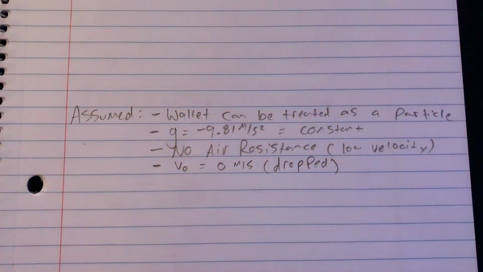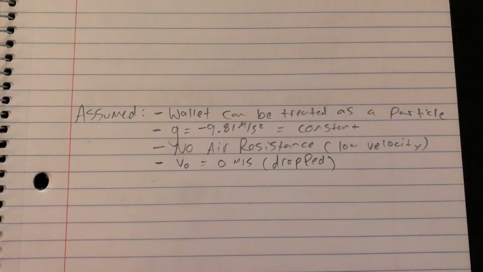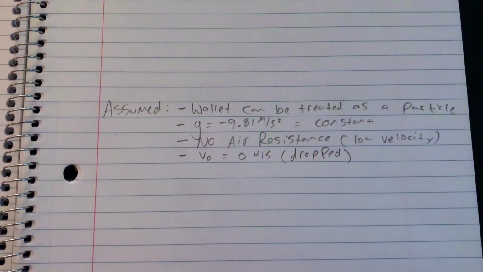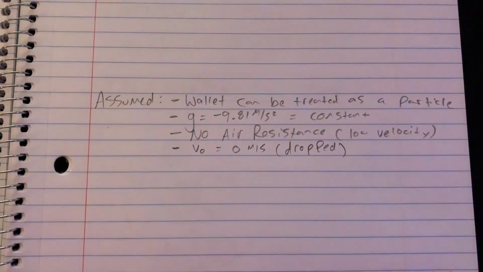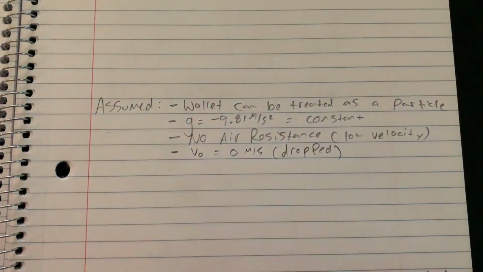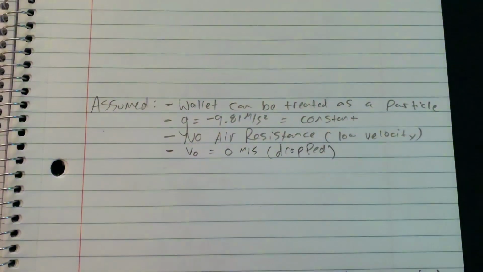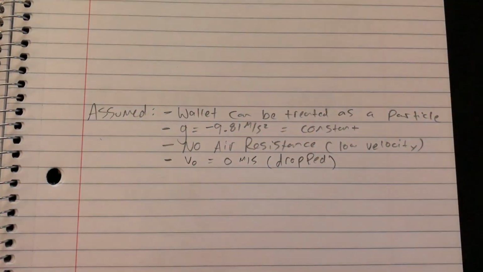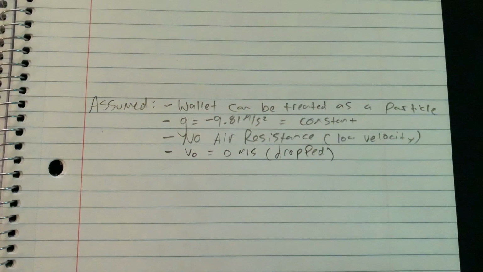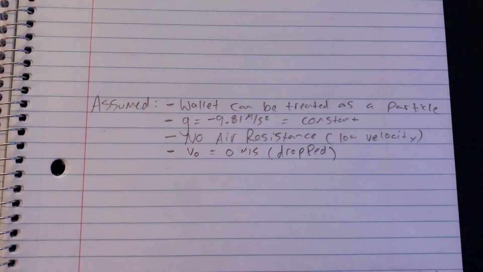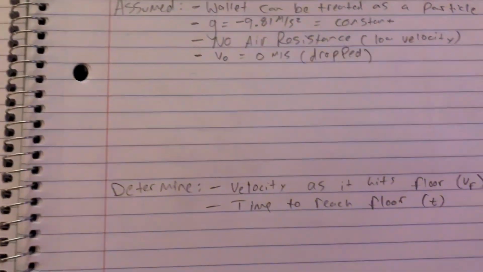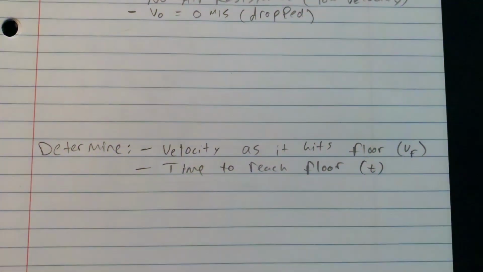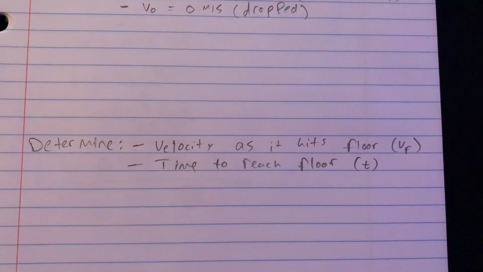I have assumed that the wallet can be treated as a particle. I've assumed that gravity is negative 9.81 meters per second squared, and that's constant. I have assumed that there's no air resistance, so there's no work done on the wallet by the air. And I've also assumed that V0 is 0 meters per second because I dropped the wallet. We will determine the velocity as it hits the floor and the time to reach the floor.